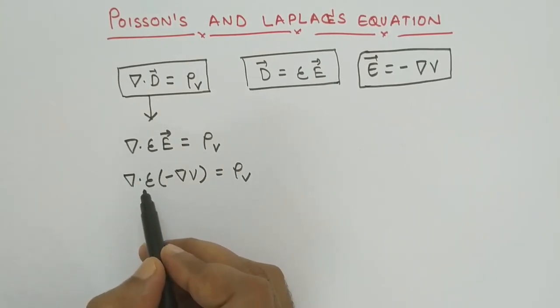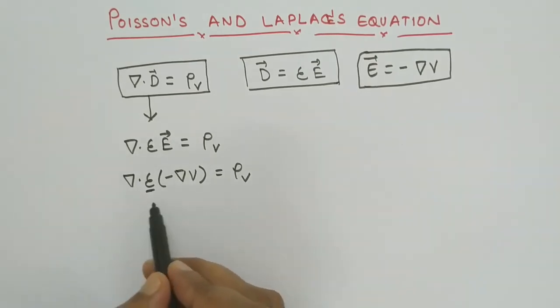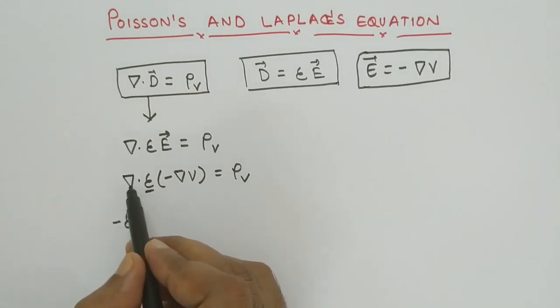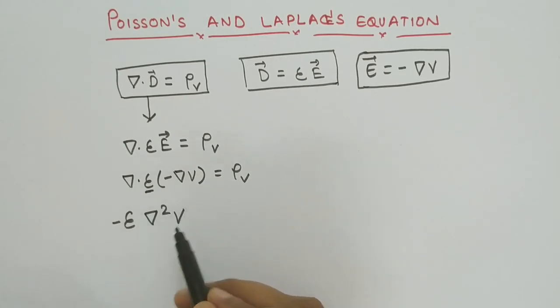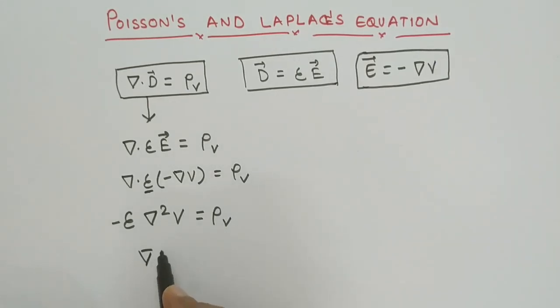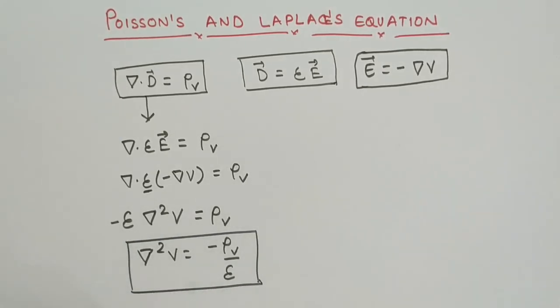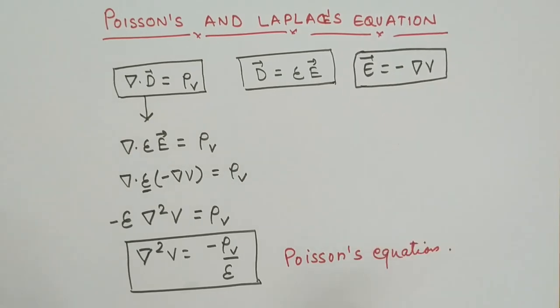So if we take the divergence of a vector quantity, here epsilon will be a scalar, so we can take it out. The minus sign also will come out. So we have minus epsilon, and the divergence of gradient of V, we will show this as del square V, which is equal to rho V, and hence del square V equal to minus rho V by epsilon. So this equation is called Poisson's equation, which is given by Poisson.